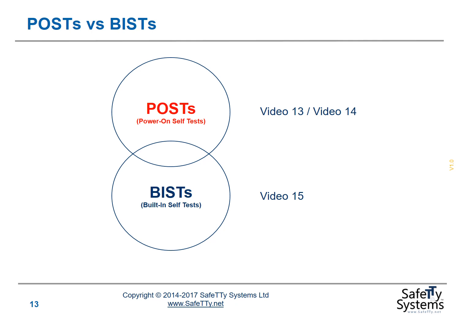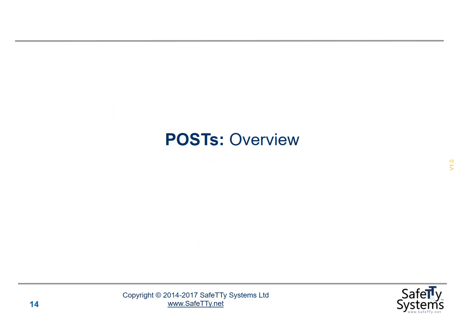It would be very surprising to create a safety-related system or any form of reliable embedded system that did not require at least some form of power on self-test. We're going to look at POSTs in this video and in video 14, and we're going to look at BISTs in video 15. But from this point onwards in the course, the use of POSTs and BISTs will be a key part of what we discuss in many of the videos. So let's start by looking at what's required when we do power on self-tests.